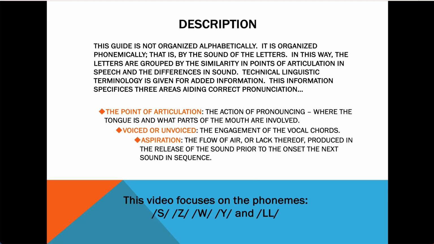This information specifies three areas aiding correct pronunciation. First, the point of articulation, or the action of pronouncing, where the tongue is in the mouth and what parts of the mouth are involved. The voiced or unvoiced, that's the engagement of the vocal cords. And aspiration, or the flow of air or the lack thereof produced in the release of the sound prior to the onset of the next sound sequence.